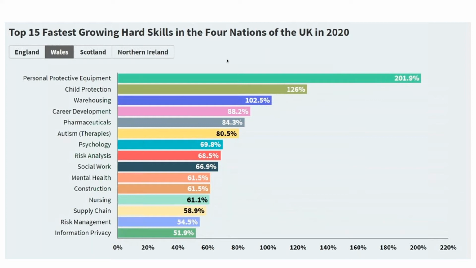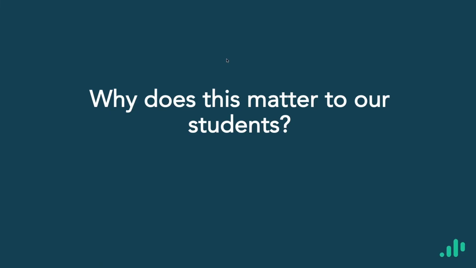But for this chart showing the top 15 fastest growing hard skills in the UK, particularly looking at Wales, we can see the big increase: PPE, personal protective equipment, child protection, warehousing, career development, pharmaceuticals. So it's interesting to see that presented in that way, that these are the skills which are really in demand, and some of them, really significantly, are the fastest growing. Some you probably would expect on there, but then we've got things like mental health that's really coming through, things like autism as well. I'm seeing that in various parts of the UK. Mental health, though, seems to be coming through really strongly in lots of places across the UK. So again, useful context for our students to be aware of.